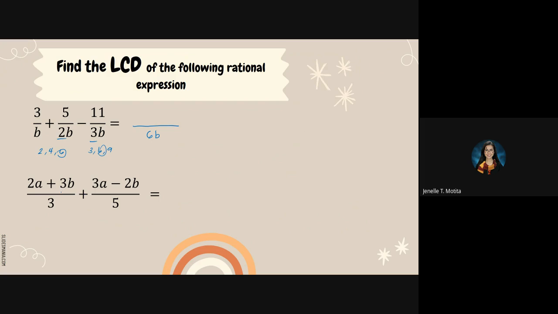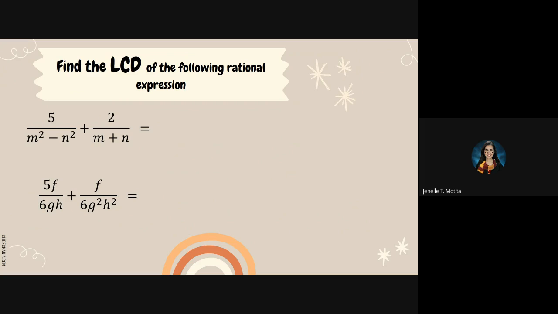Next, for this one, 2a plus 3b over 3 plus 3a minus 2b over 5. For the LCD of this one, you're just gonna multiply. Once again, if you list down the multiples of 3, you will have 3, 6, 9, 12, 15, 18. The multiples of 5 are 5, 10, 15. Among these multiples, their least common multiple is 15. Therefore, 15 is your LCD for this rational expression. So you may simply multiply.